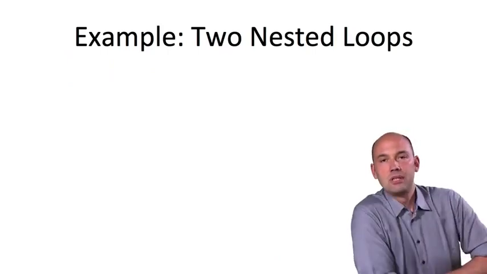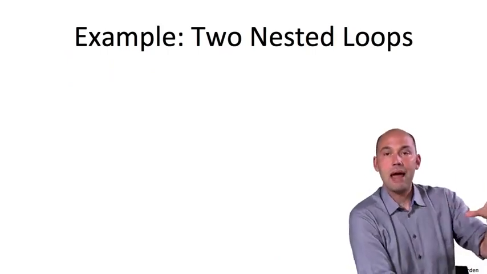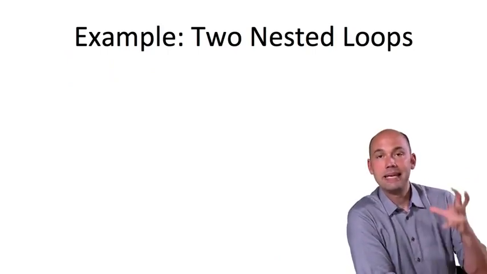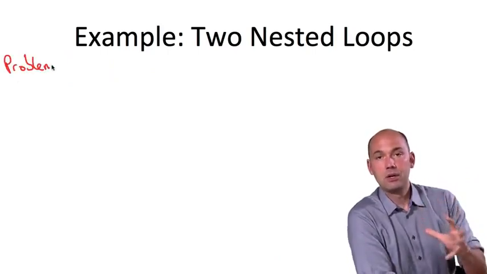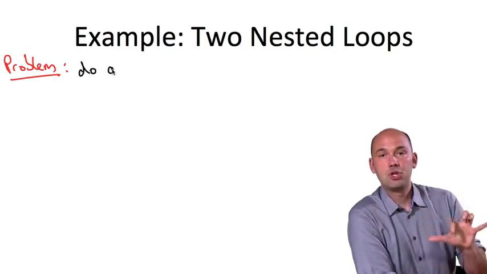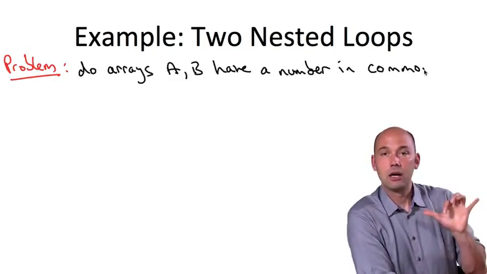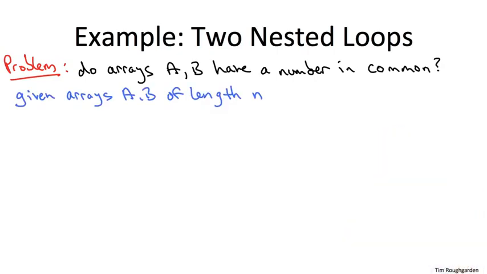Let's look at a more interesting example of 2 loops, where rather than processing each loop in sequence, they're going to be nested. In particular, let's look at the problem of searching whether 2 given input arrays, each of length n, contain a common number. The code that we're going to look at for solving this problem is the most straightforward one you can imagine, where we just compare all possibilities.